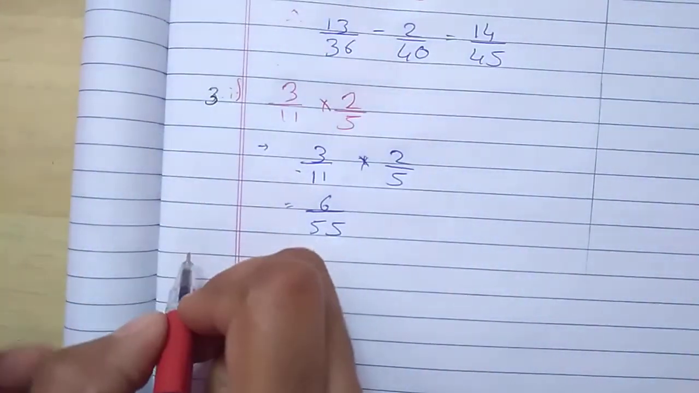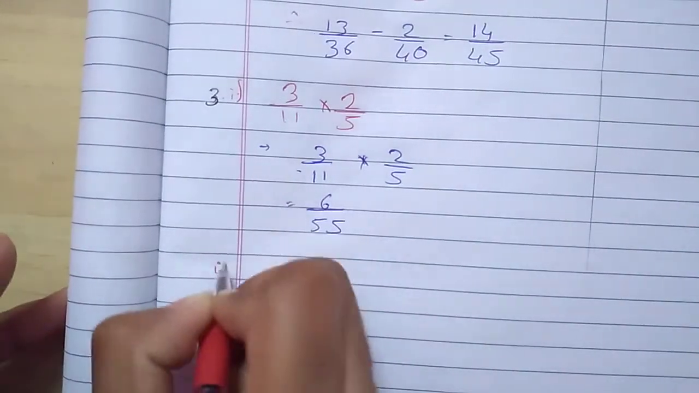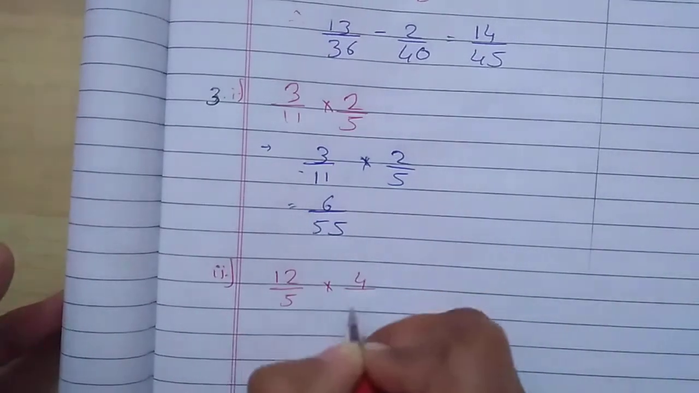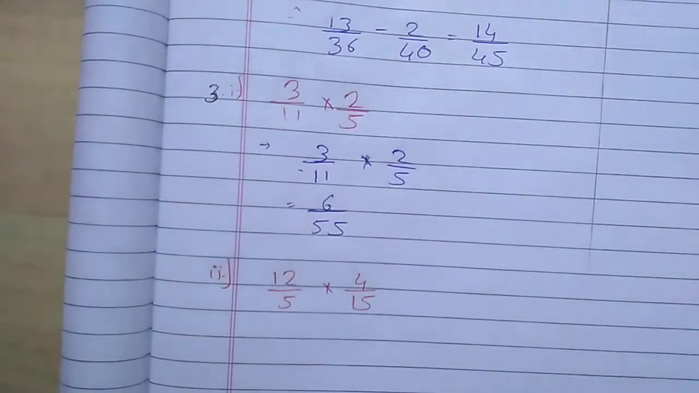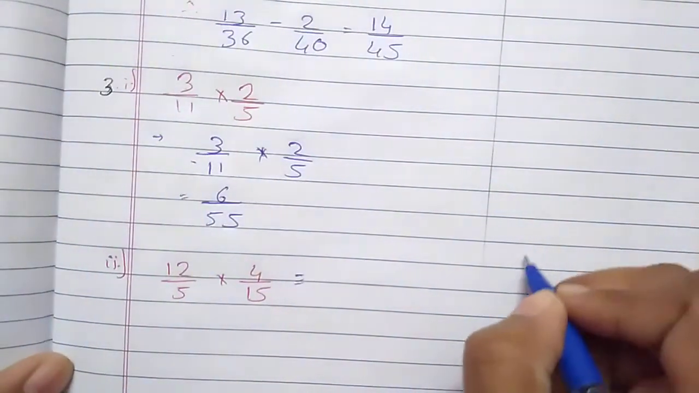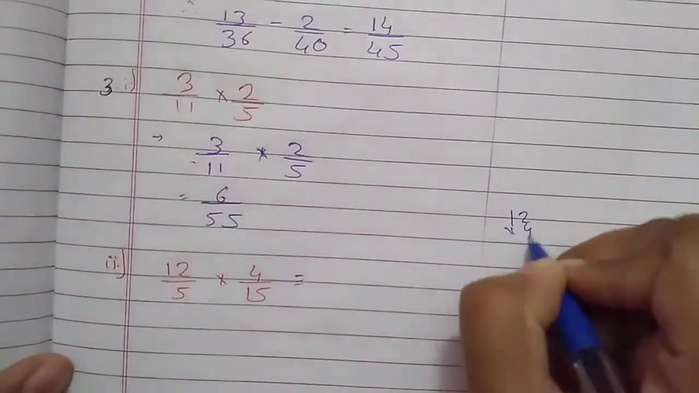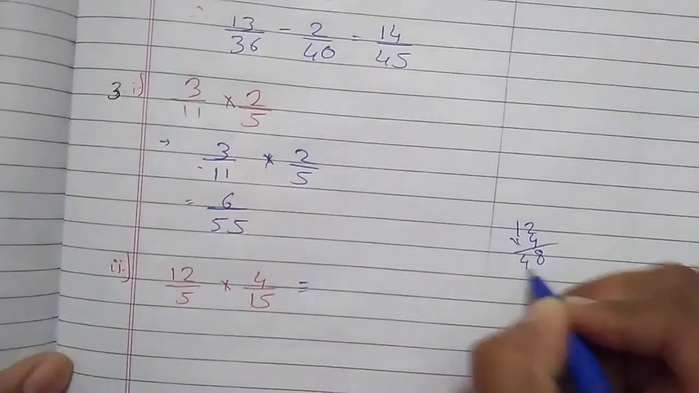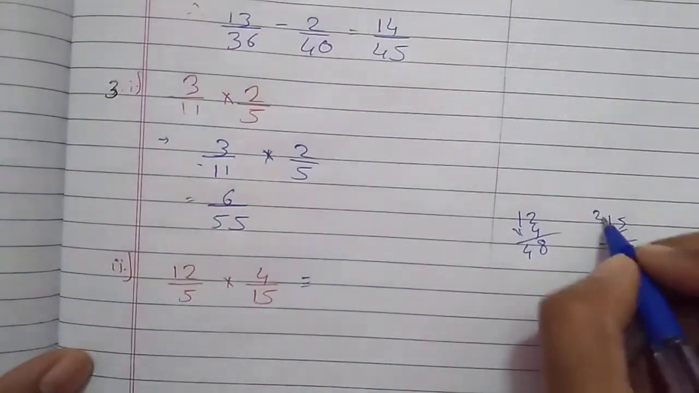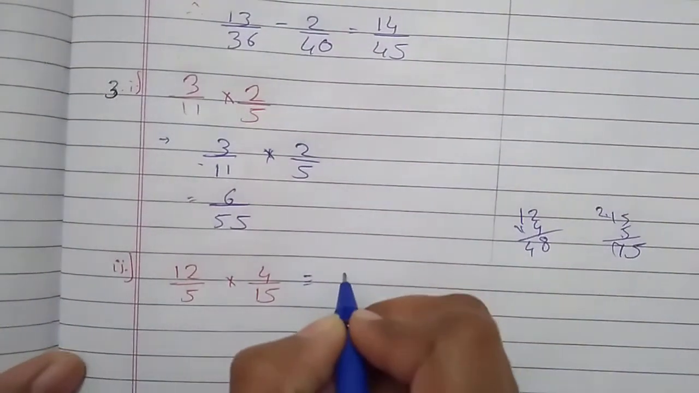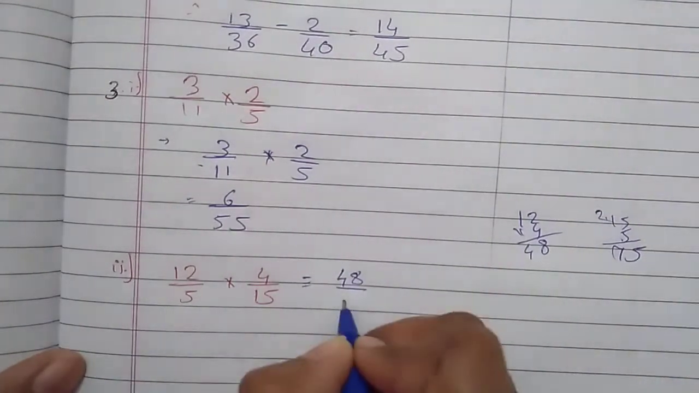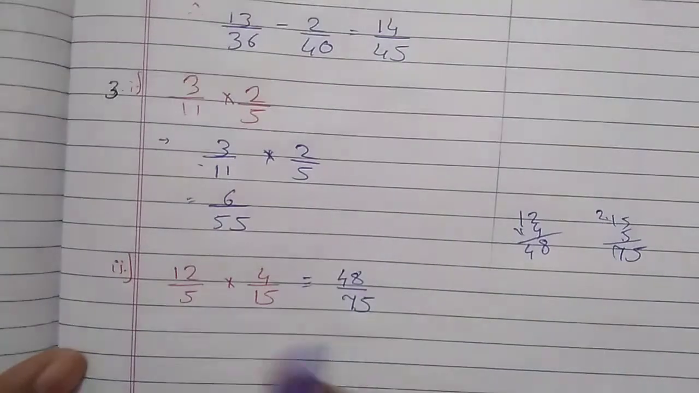see what's the second question. 12 upon 5 into 4 upon 15. See here, 12 fours are, do it on the side as rough work. 12 into 4, 4 twos are 8, 4 and 15 fives are, 5 fives are 25, 5 6 7 75. So what came? 48 upon 15 fives are 75. This is the required answer.